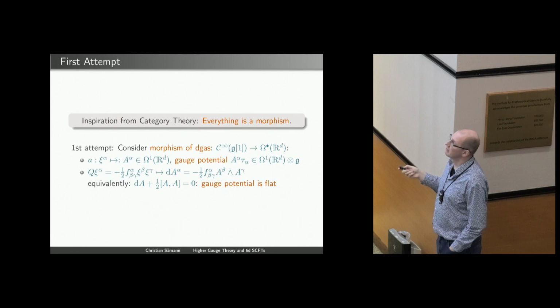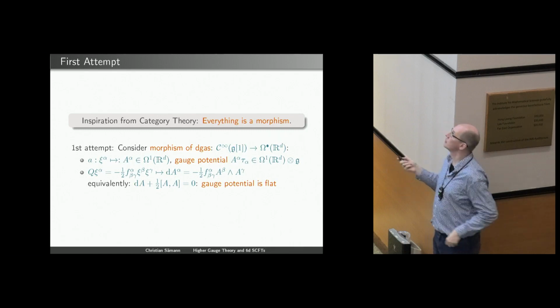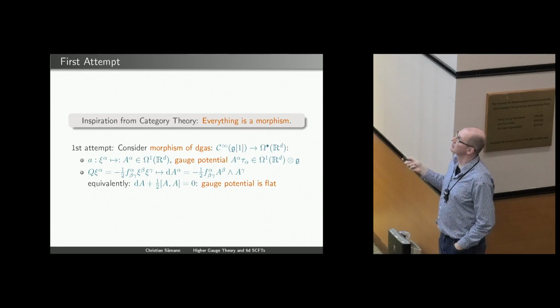So this coordinate is now mapped into an object of degree 1 on R^d. Well, and this object of degree 1, which has a Lie algebra index, what can it be? Well, it's actually the gauge potential, okay? So that's a good thing. So we get the gauge potential out. And now this morphism has to respect the Q, right? The Q here was the Q that encoded the structure constants. The Q here is the de Rham differential. And compatibility with this demands the following.